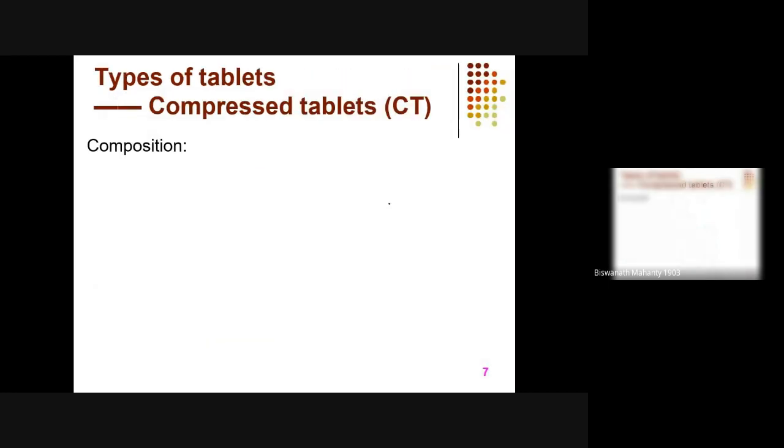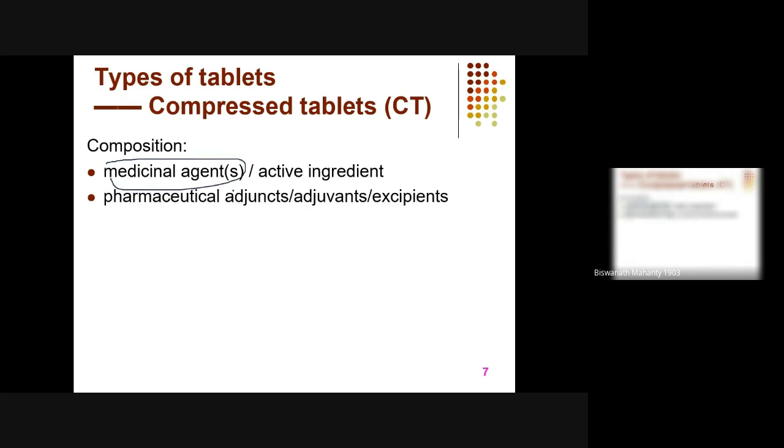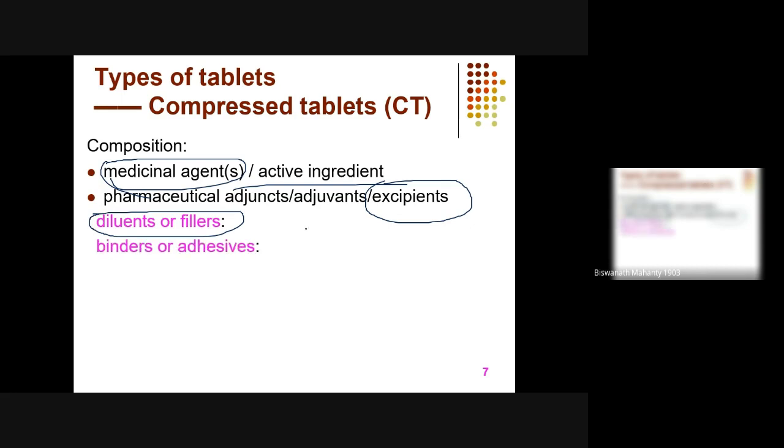Now compressed tablet, what is the composition? If I say medicinal ingredients or active ingredients, we will have diluents, adjuvants. Essentially anything except the medicinal compound is called excipients, right? It can have diluents or filler, and the most widely used diluent is starch. Binder and adhesive. Starch can also act as a binder or adhesive.